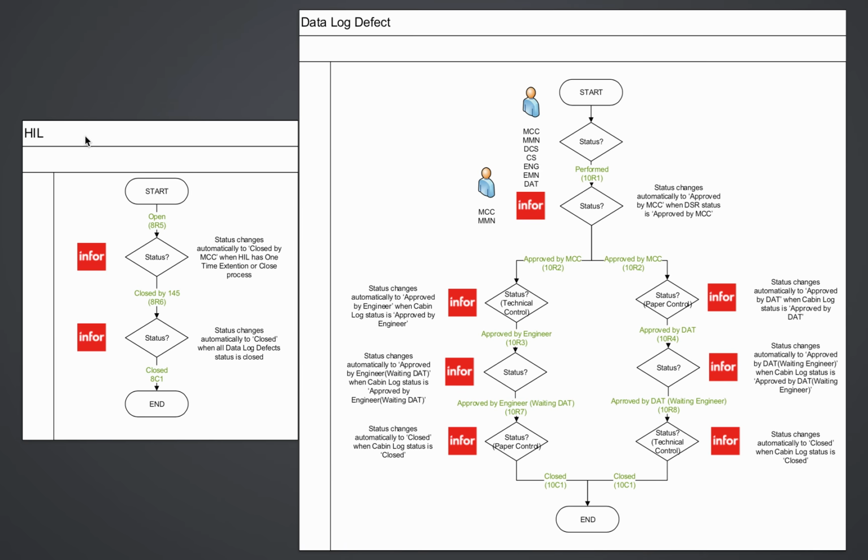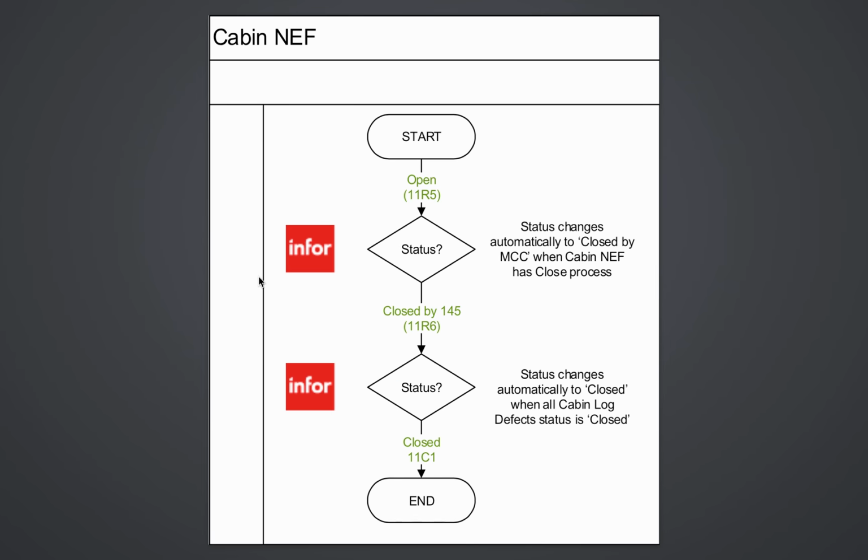And here is the hold item. Actually, this is again the same as the NEF that I just explained. It will stay open until closed by the 145 organization by entering a close action at the data log defects page. And here is the cabin NEF finally. Cabin NEF is again the same, but all the actions of the cabin NEF need to be performed by the cabin log defect entry. After the cabin log defect closing action entry, the status of the related cabin NEF turns into closed by 145.